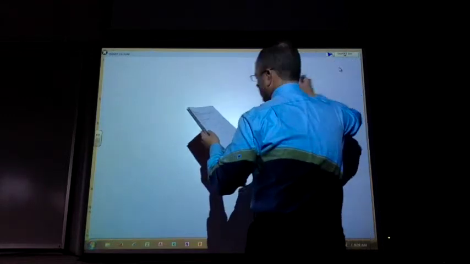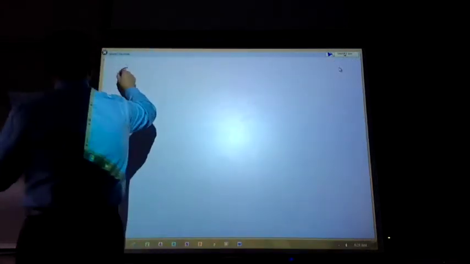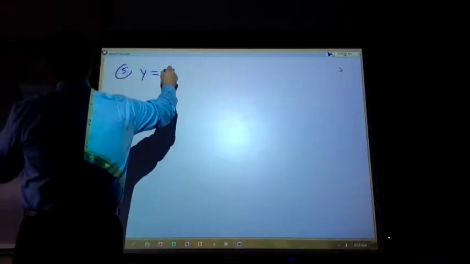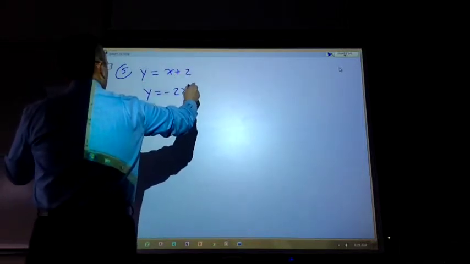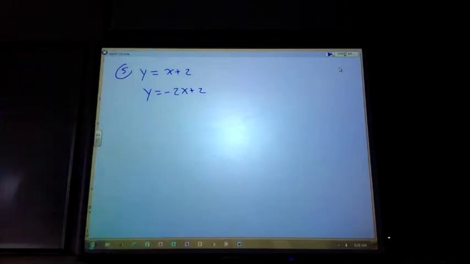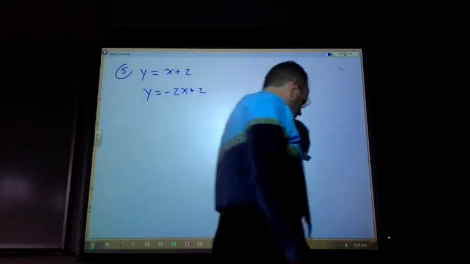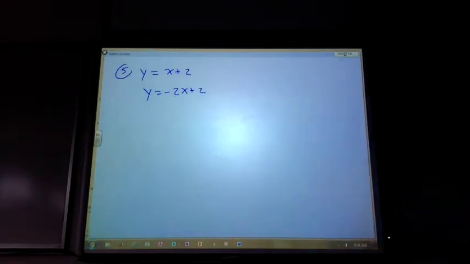Number 5. We have y equals x plus 2. Y equals negative 2x plus 2. Okay? Take a look at that. See if you can graph it on your paper. See if you make it right.